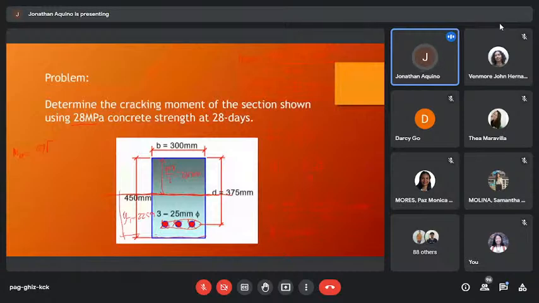Okay, so later, we will compare this considering the reinforcing steel. So ano ba yung magiging capacity ng section natin pag meron siyang reinforcing steel? Okay?